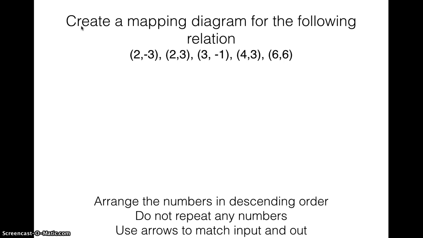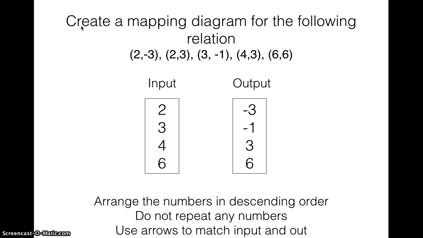and output values. So for our inputs, those are all of the x values. So that's 2, 3, 4, and 6. So even though we have 2 twice, you don't need to repeat it. Same thing with the output values: -3, -1, 3, and 6.